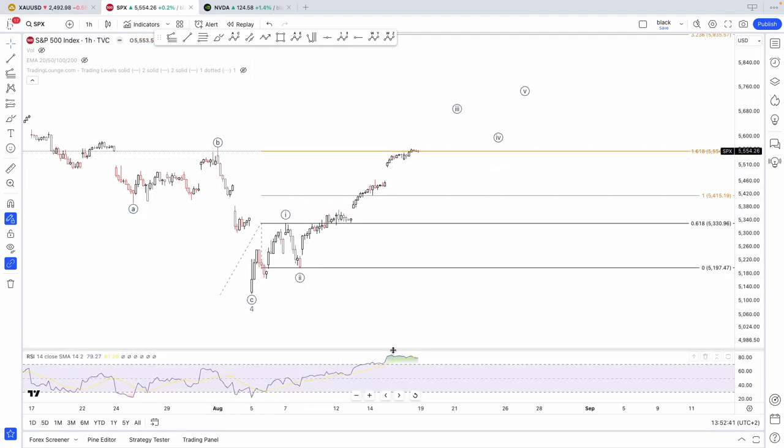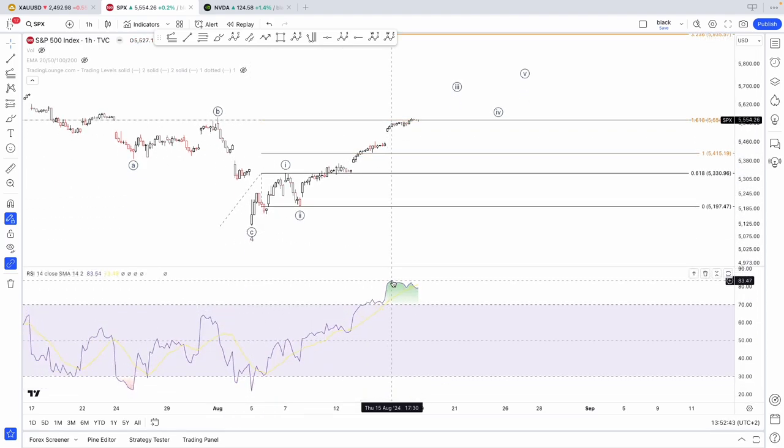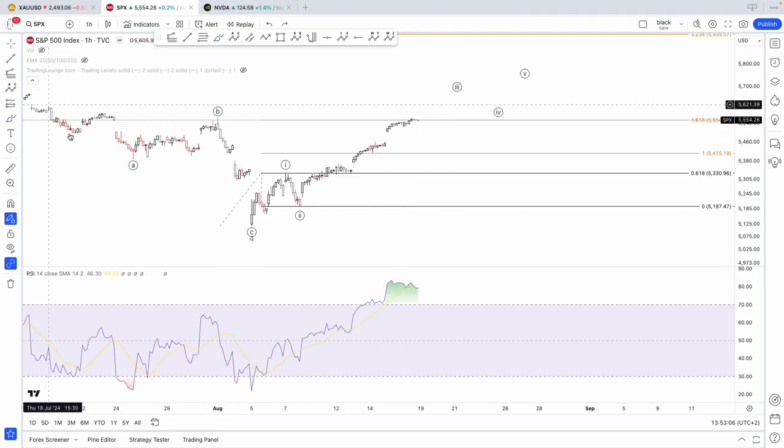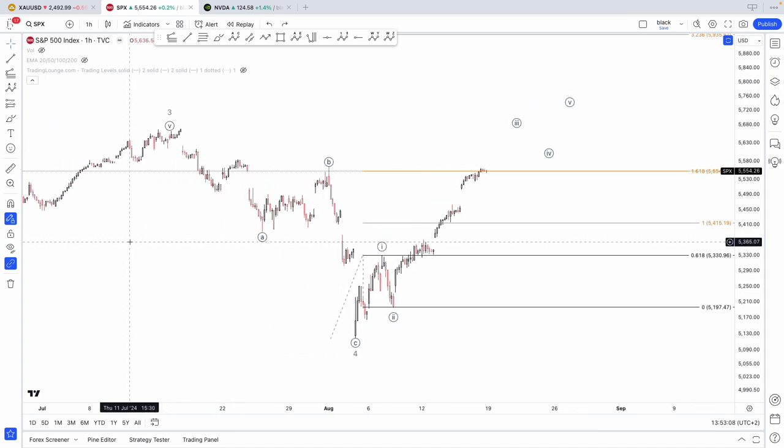If we take a look at the RSI as well, it looks like we are moving into overbought territory. Usually what happens is price keeps on going higher, but you get what is called bearish divergence. You would get higher highs on the chart, but fail to get higher highs on the RSI. That usually signals a potential reversal.